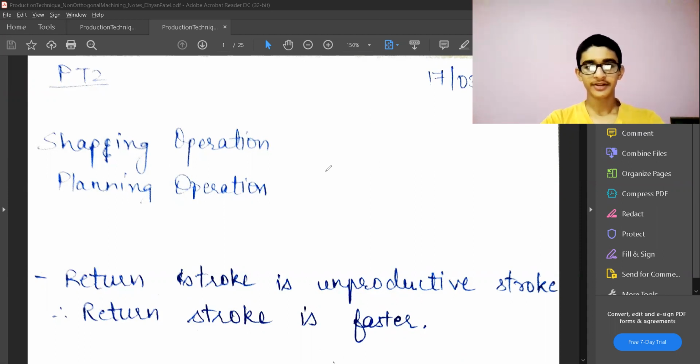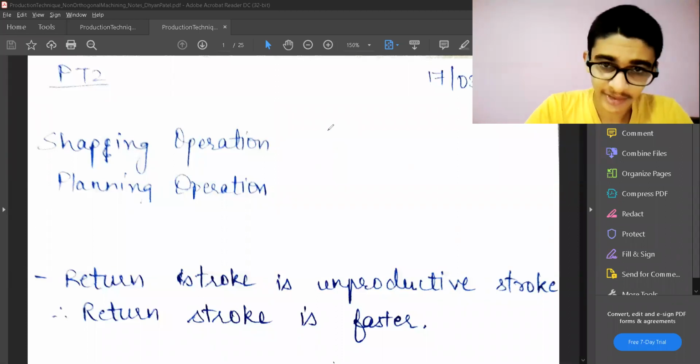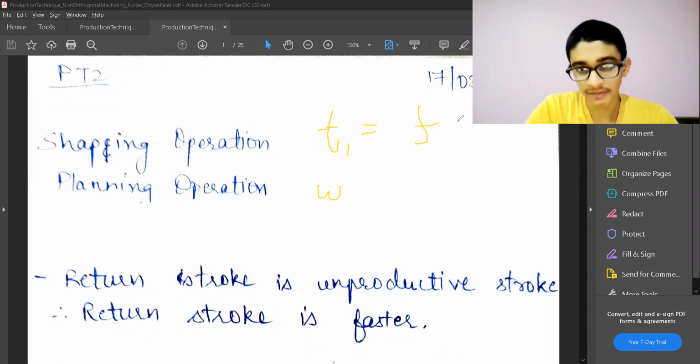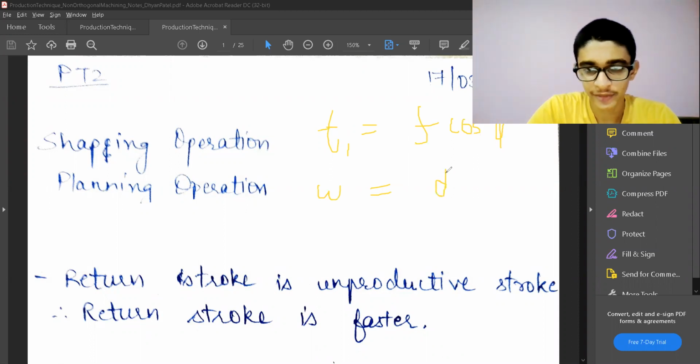The main difference in the parameters will be, one of them is t1, that was the uncut chip thickness, and another is the width of cut, w. Earlier t1 was equivalent to the feed rate, but now it will be equal to feed rate times cos of the angle phi. And the width of cut was initially equivalent to depth of cut, but now it will be equivalent to depth of cut divided by cos phi.